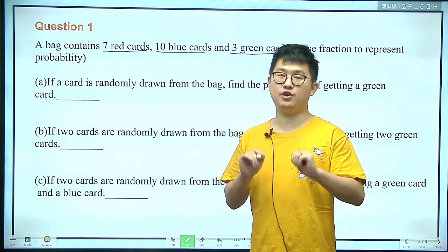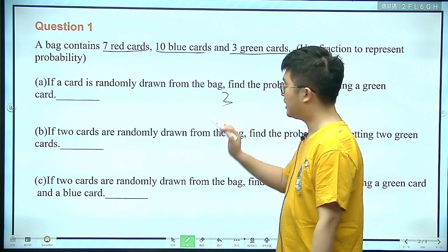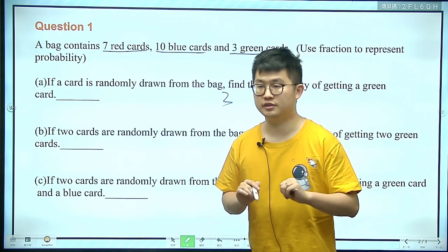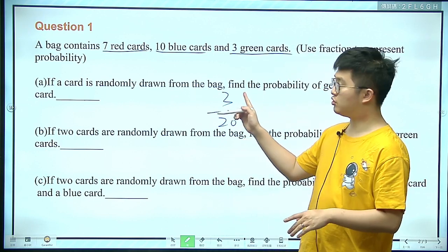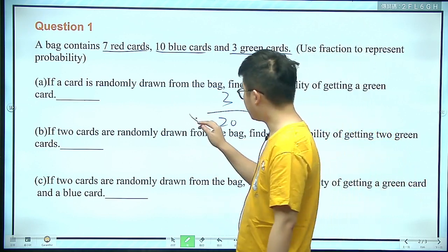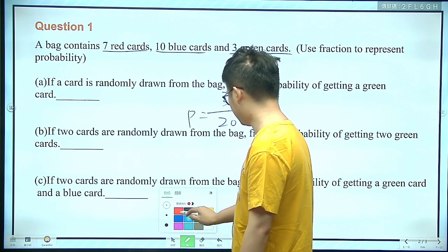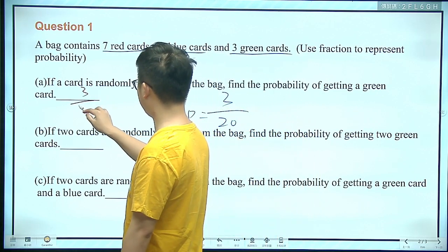How many green cards are there? 3. And how many cards in total? 20. So the probability would be 3 over 20. This is very, very easy. Now, let's write down the correct answer.